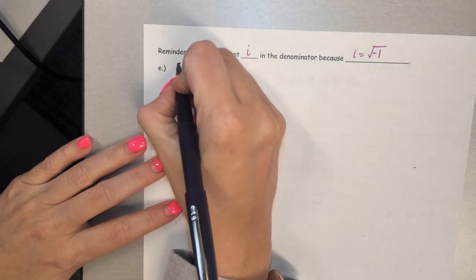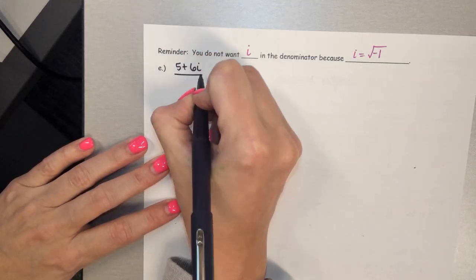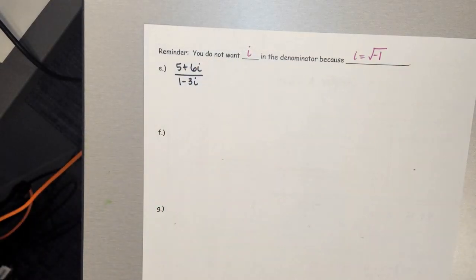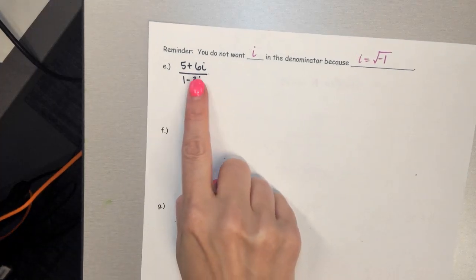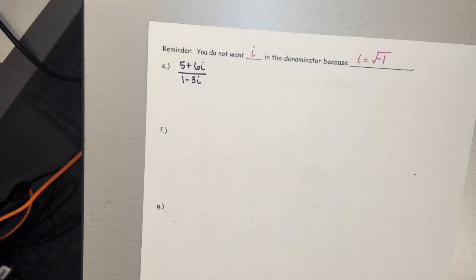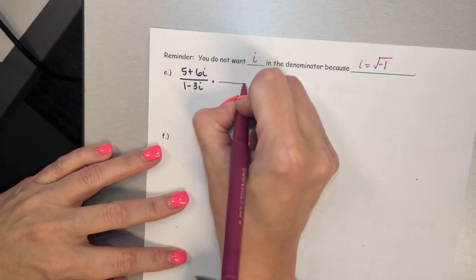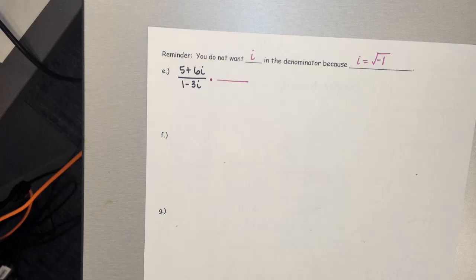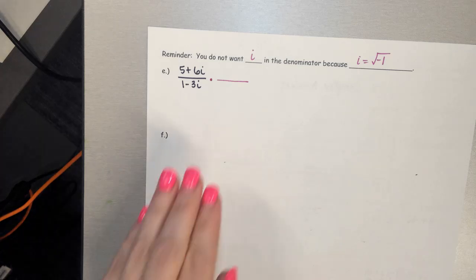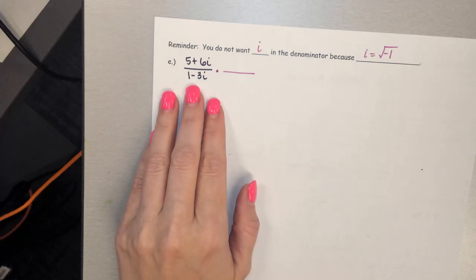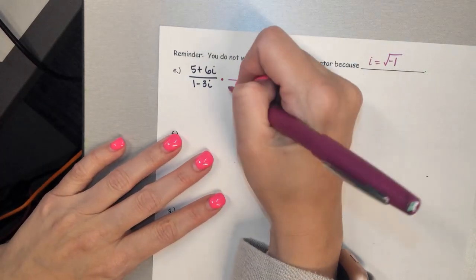All right, so you have 5 plus 6i divided by 1 minus 3i. The goal is we have to get i out of the denominator. This is an expression, it's not an equation, so we can use multiplying by a value equal to 1 in order to manipulate the bottom of this fraction. Do you know what we have to multiply by to do that? Yeah, good. Your complex conjugate. Nice.